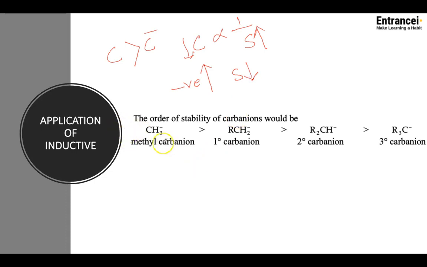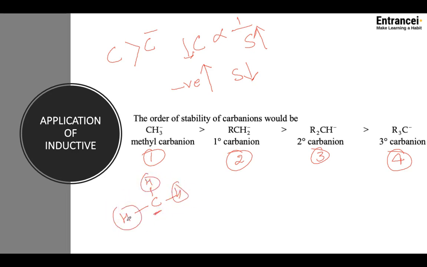Now, see, in the first case, this is a methyl carbanion, then a primary carbanion, a secondary carbanion, and the fourth is a tertiary carbanion. In the first case, all three substituents on the carbon are hydrogen, and we know that hydrogen has no effect as such, compared to plus I and minus I. So let's say 100% negative charge is present here. But in the second case, there is an alkyl group and two hydrogen atoms. This alkyl group donates electrons to carbon because of its plus I effect, so the negative charge must increase because of the plus I of this R.